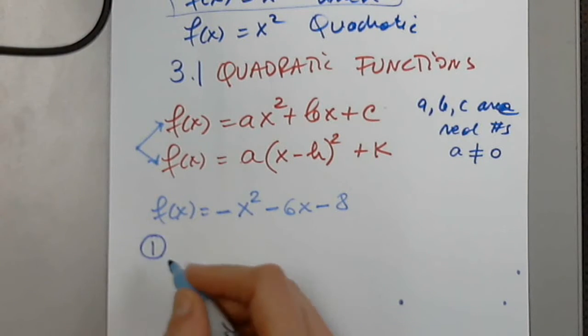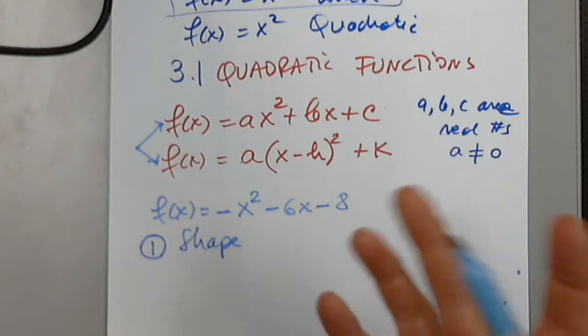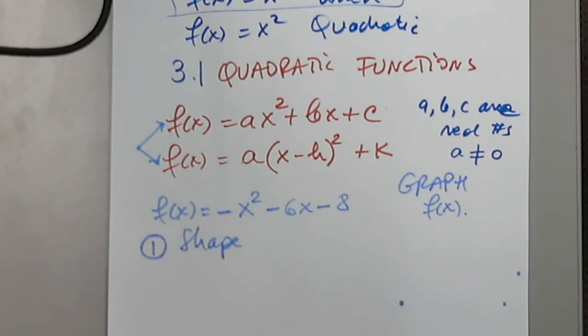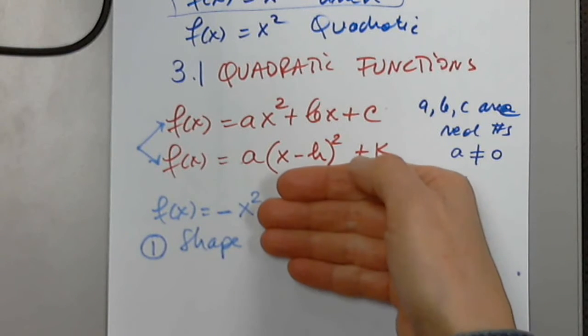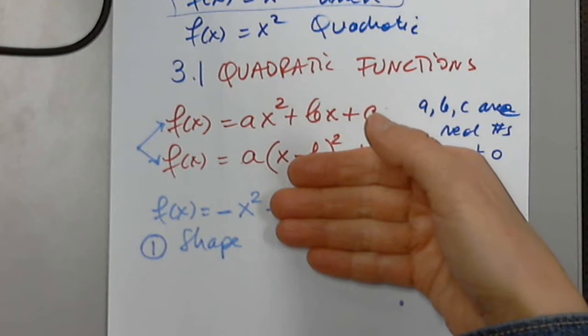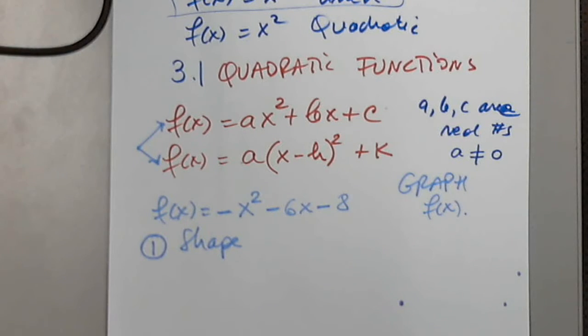First step, the shape. So what is the question here? Graph f of x, indeed, it's quadratic. What is the shape? By the shape, we mean, does it open upwards or does it open downward? In other words, does it have a minimum or does it have a maximum? And let's just think in terms of negative x squared. Remember when we graphed x squared, it looked like this. How will I graph negative x squared? Right. So does it have a maximum or a minimum?